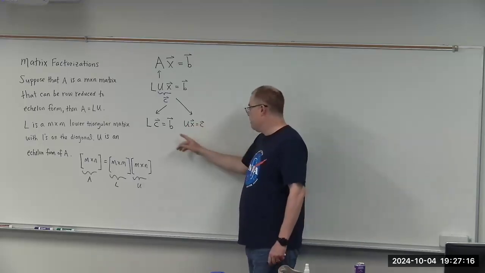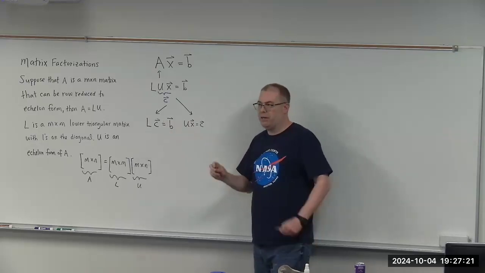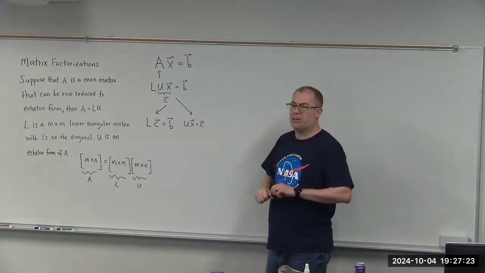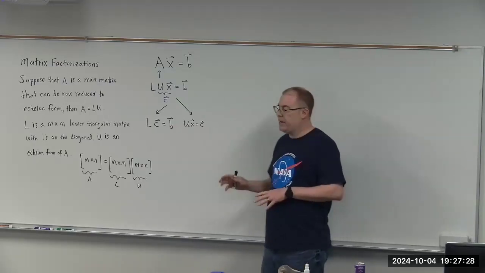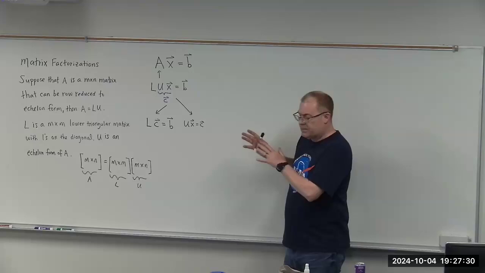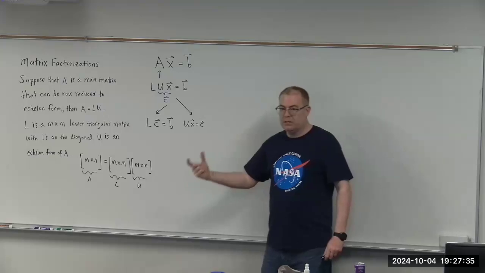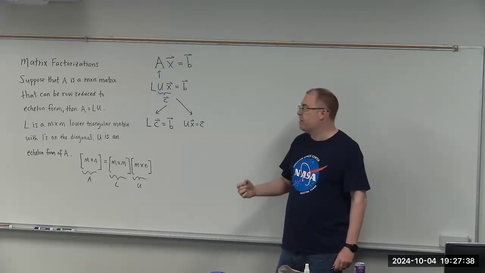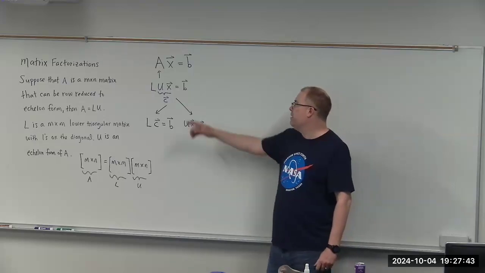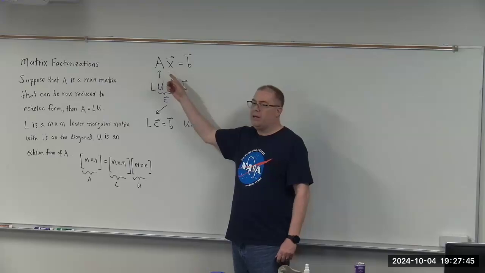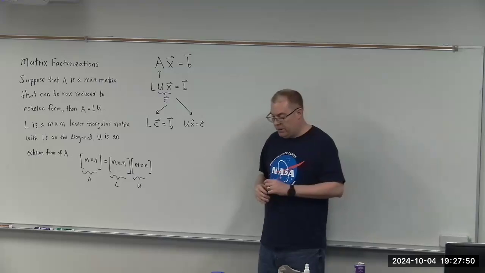Because L is a lower triangular matrix and U is upper triangular, it's computationally efficient to compute the solution. You can actually implement this idea on a parallel machine and solve these simultaneously. So it's definitely a more efficient way than, for example, using an inverse to solve this, because inverses are computationally very expensive to do, especially for very large matrices.